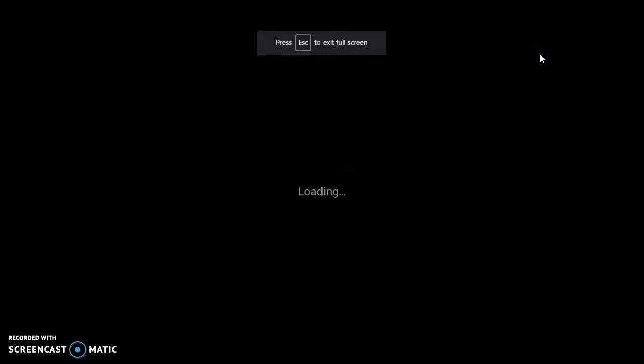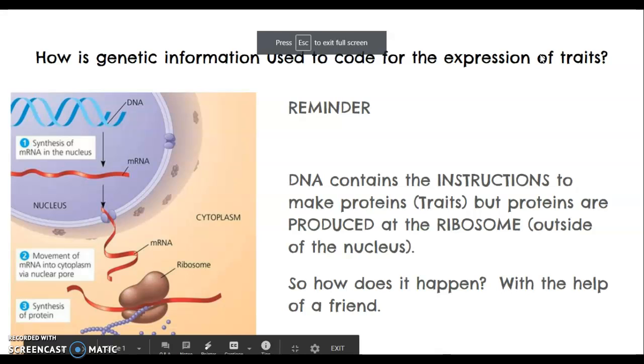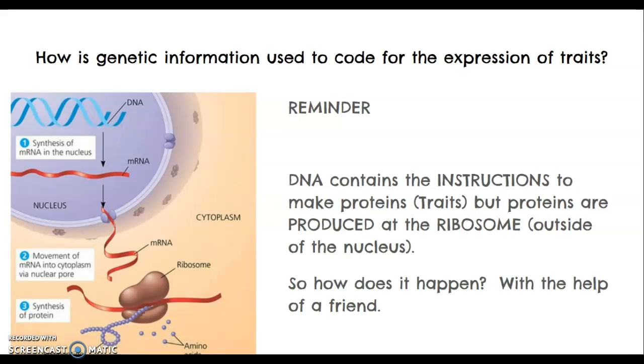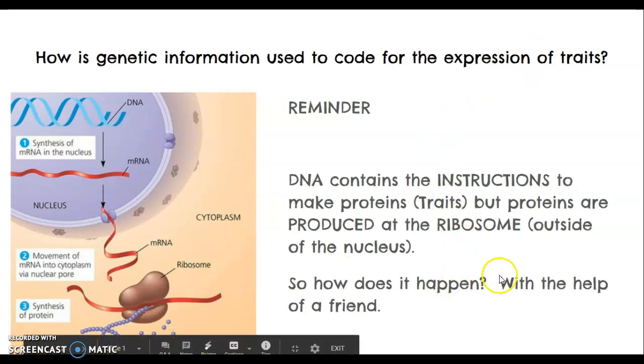Time to learn about how we're going to take genetic information and use that to code for the expression of traits. So just some reminders, DNA contains the instructions to produce proteins, which are our traits. Those instructions are to make our traits, but proteins are produced at the ribosome, which is outside of the nucleus. So how does it happen? Well, it's going to use the help of a friend.